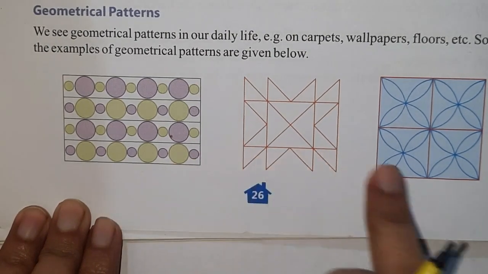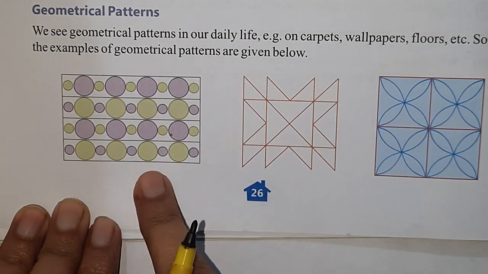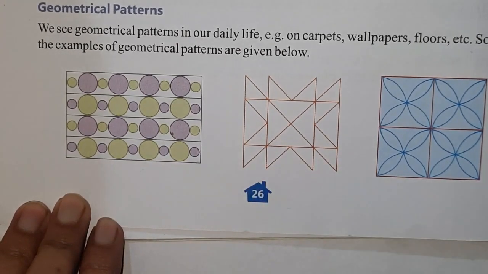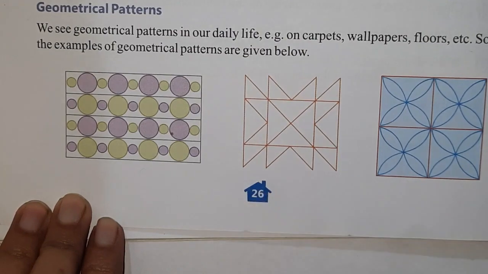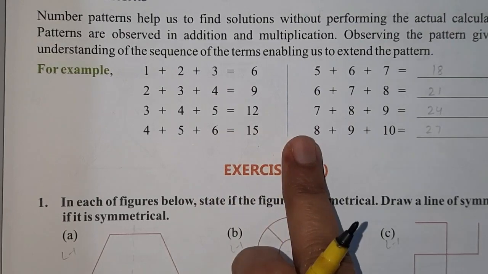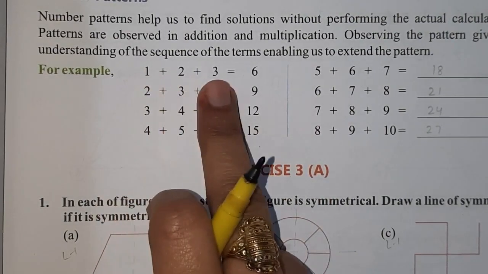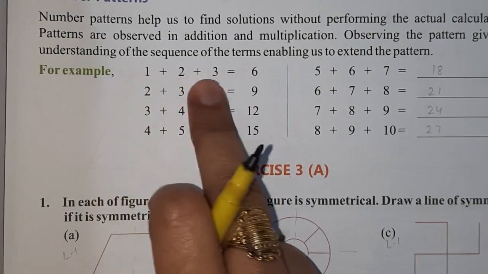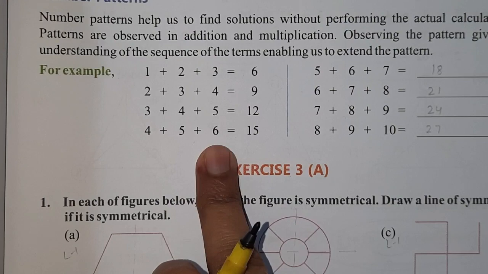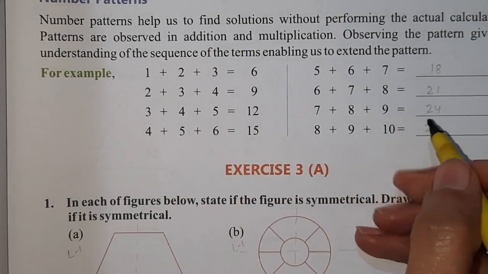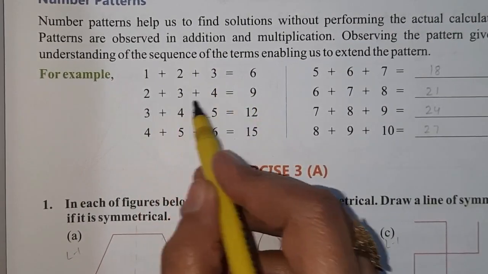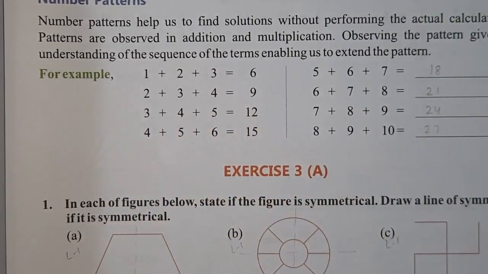See, these are geometrical patterns. You see these geometrical patterns on carpets, wallpapers, floors. Okay, and these are the number patterns. 1, 2, 3, total is 6. 2, 3, 4, total is 9. So it is a pattern. With the same, you have to complete this. Look here. 1 plus 2 plus 3, 6. 2 plus 3 plus 4, 9. So check the gap.